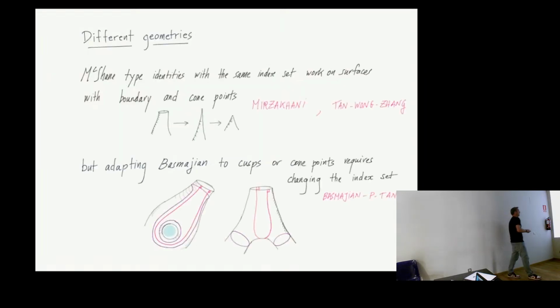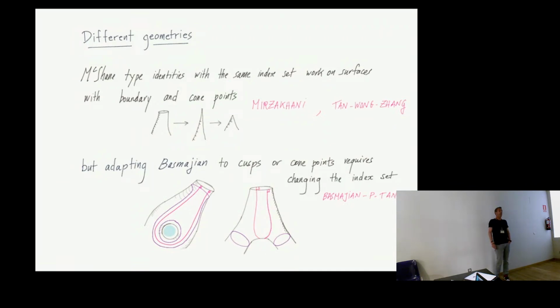Okay. So the other thing I want to point out is that I mentioned one instance of the McShane identity when you had a cusp, but you can actually also find a McShane type identity if you have either a geodesic boundary, or if you have a cone point, and these different generalizations are due to different people, namely to Mirzakhani, to Tan, Wong, and Zhang, for the case of boundary and cone points.